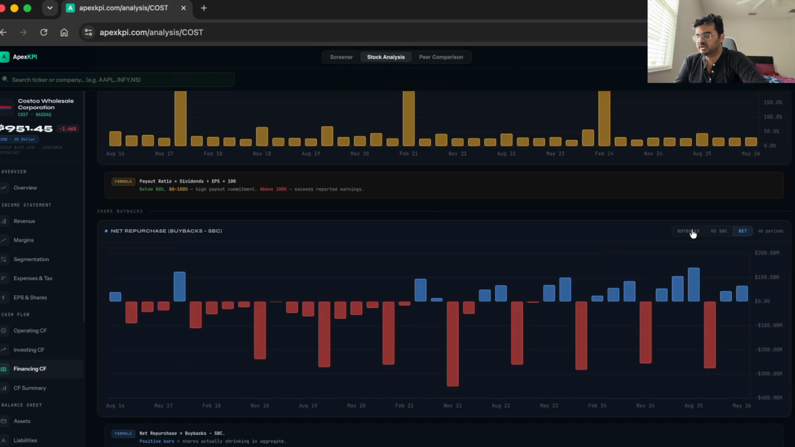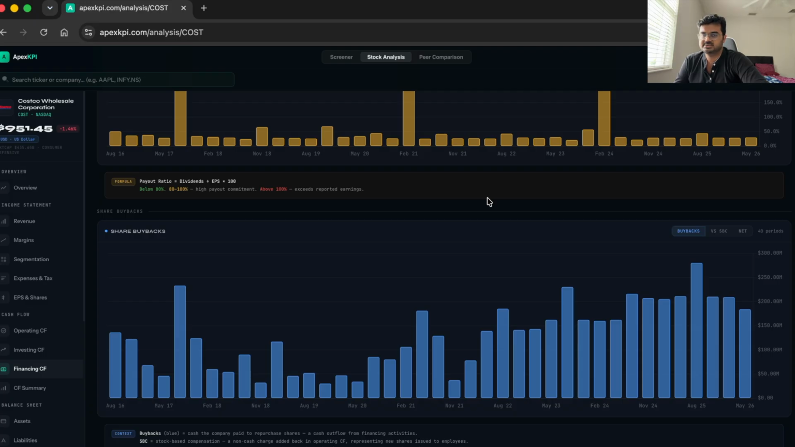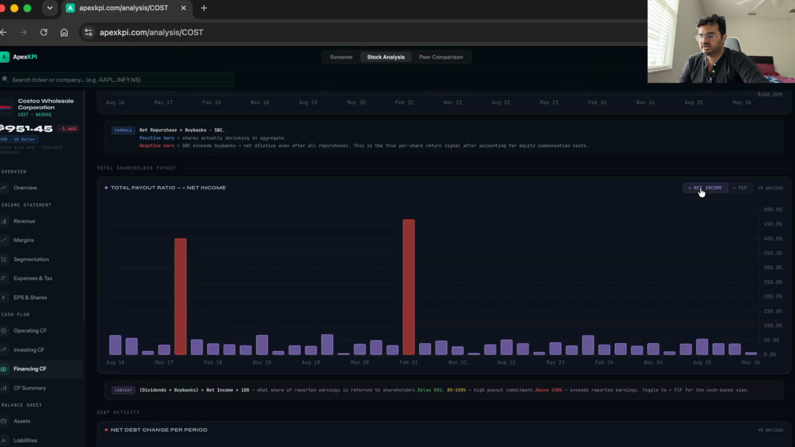Then the next one, what I would like to understand is their share buybacks. Most businesses do share buybacks. Costco is also doing share buybacks, but not at a very fancy number. A lot of tech companies do billions of dollars in share buybacks, but Costco is staying at 100 to 200 million dollars.